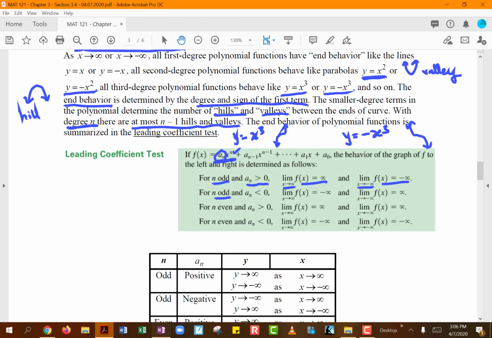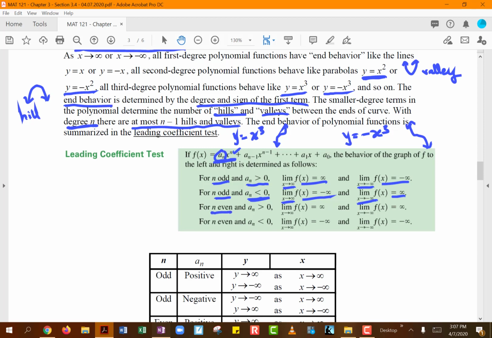Now, if you have an odd polynomial, so again, 1st degree, 3rd degree, 5th degree, and so forth, but now your leading coefficient is negative, which means, remember, you're going to have a reflection. So now, as x goes to positive infinity, your function goes to negative infinity. When x goes to negative infinity, your function goes to positive infinity. Okay? So this was for odd functions with positive or negative coefficient.